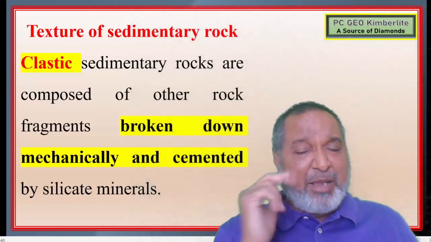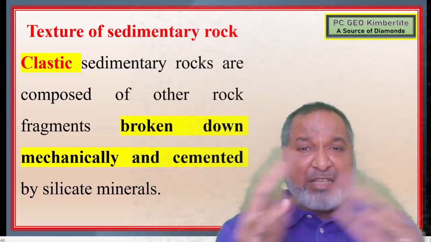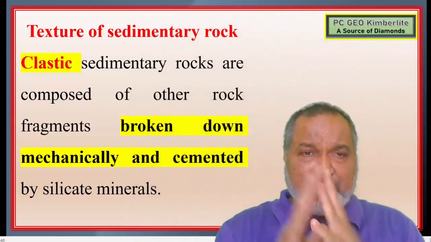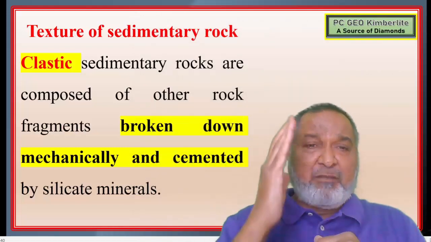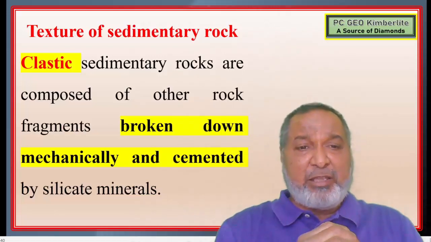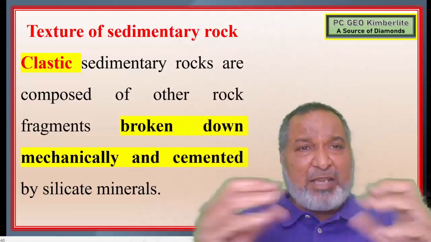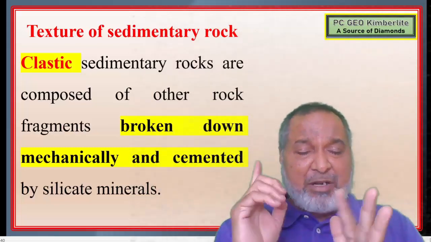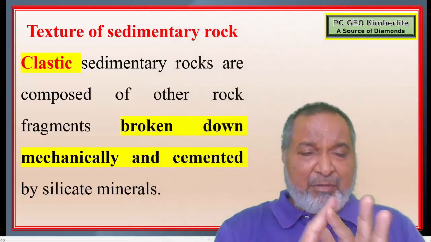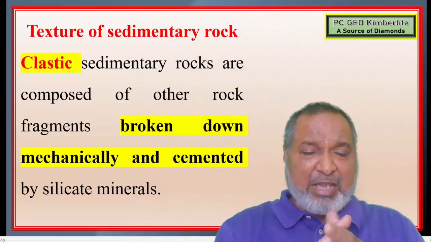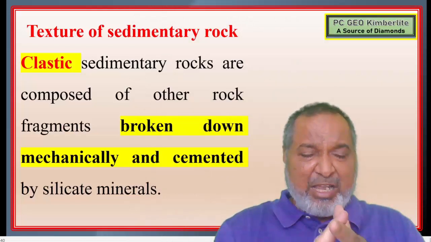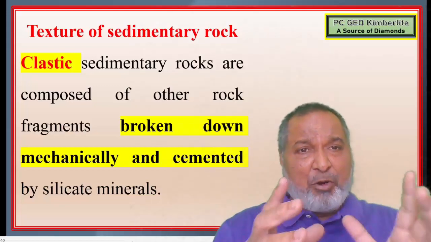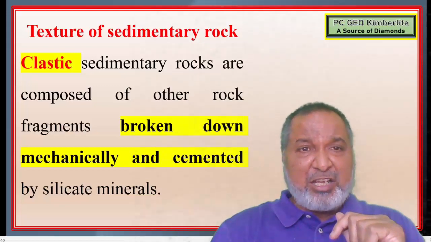Basically, for texture, there are two types: clastic and non-clastic. Clastic means those sediments which we can see with our own eyes, which have gone under only mechanical weathering. Breakdown has taken place and they are cemented with cementing material, then it is called clastic. We have conglomerate, breccia, sandstone, arkose, greywacke, then mudstone and shale. These are the clastic textures.